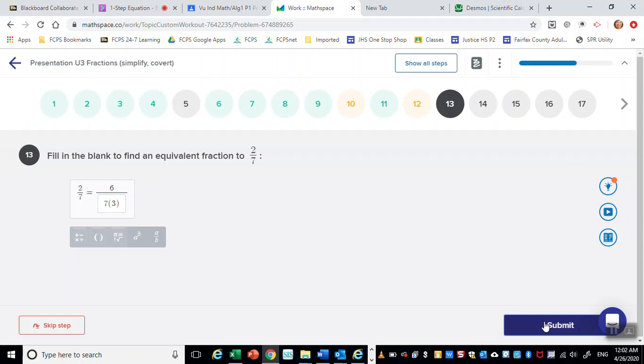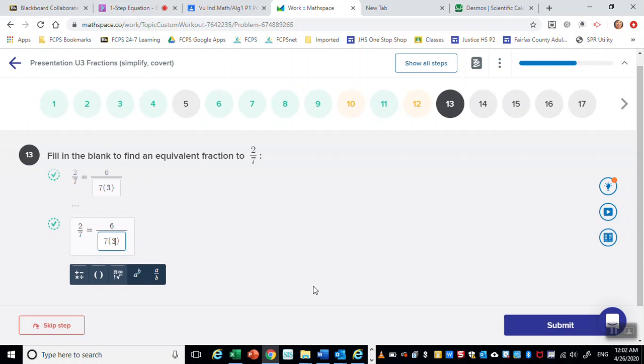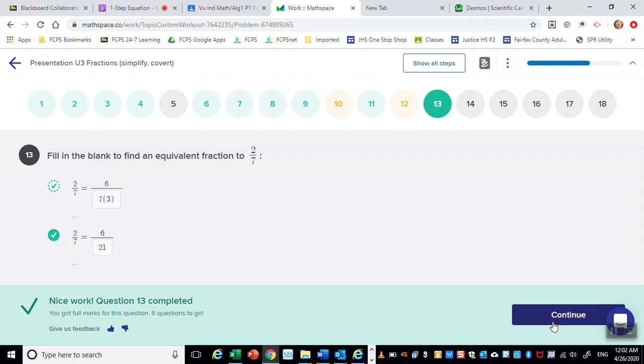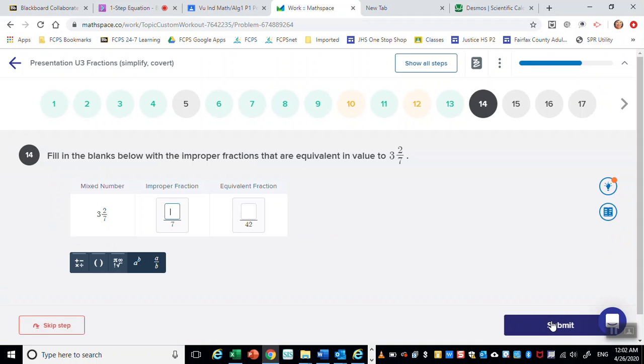And then you submit, and then 7 times 3 is 21, and then you submit it. So they are equivalent fractions. And then the next one is 14. Fill in the blanks below with the improper fraction that is equivalent in value to 3 and 2/7.